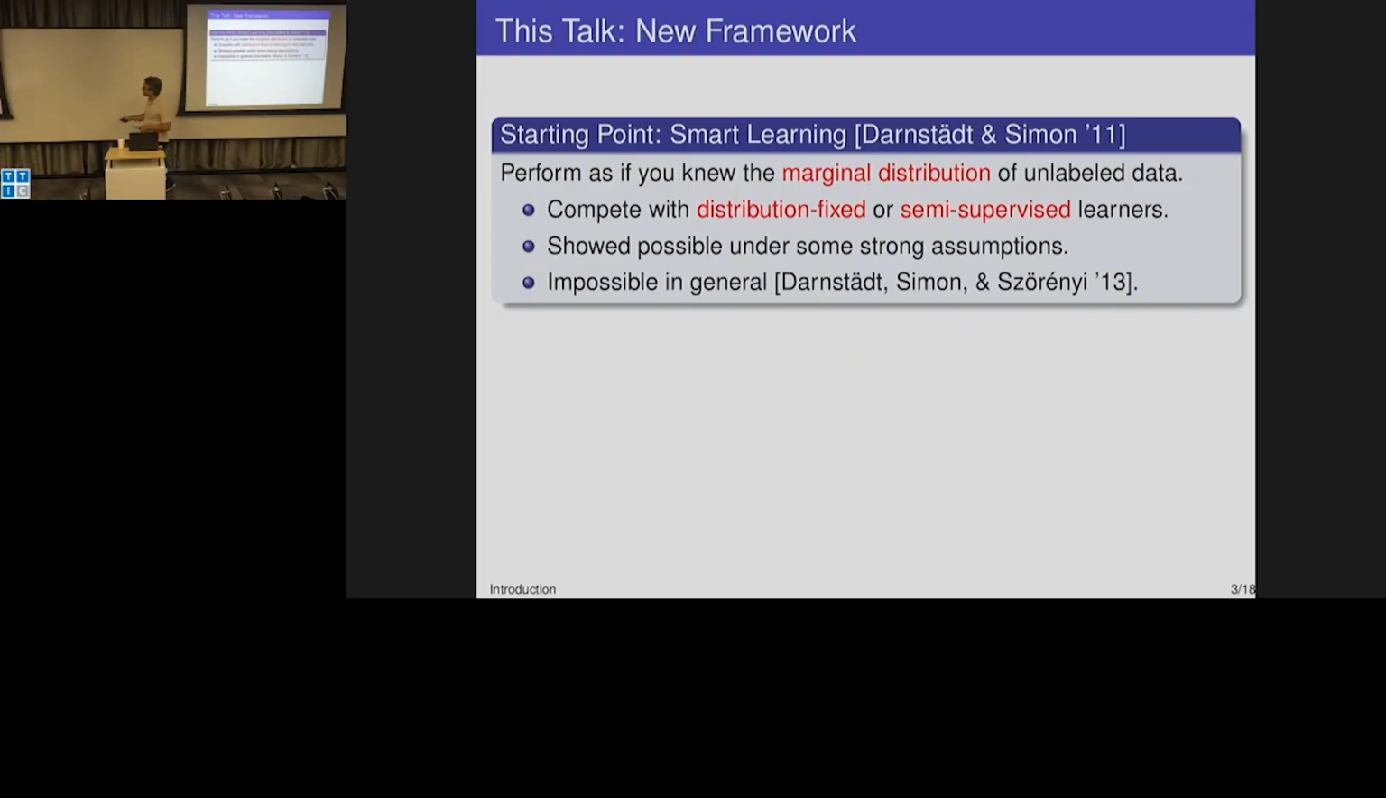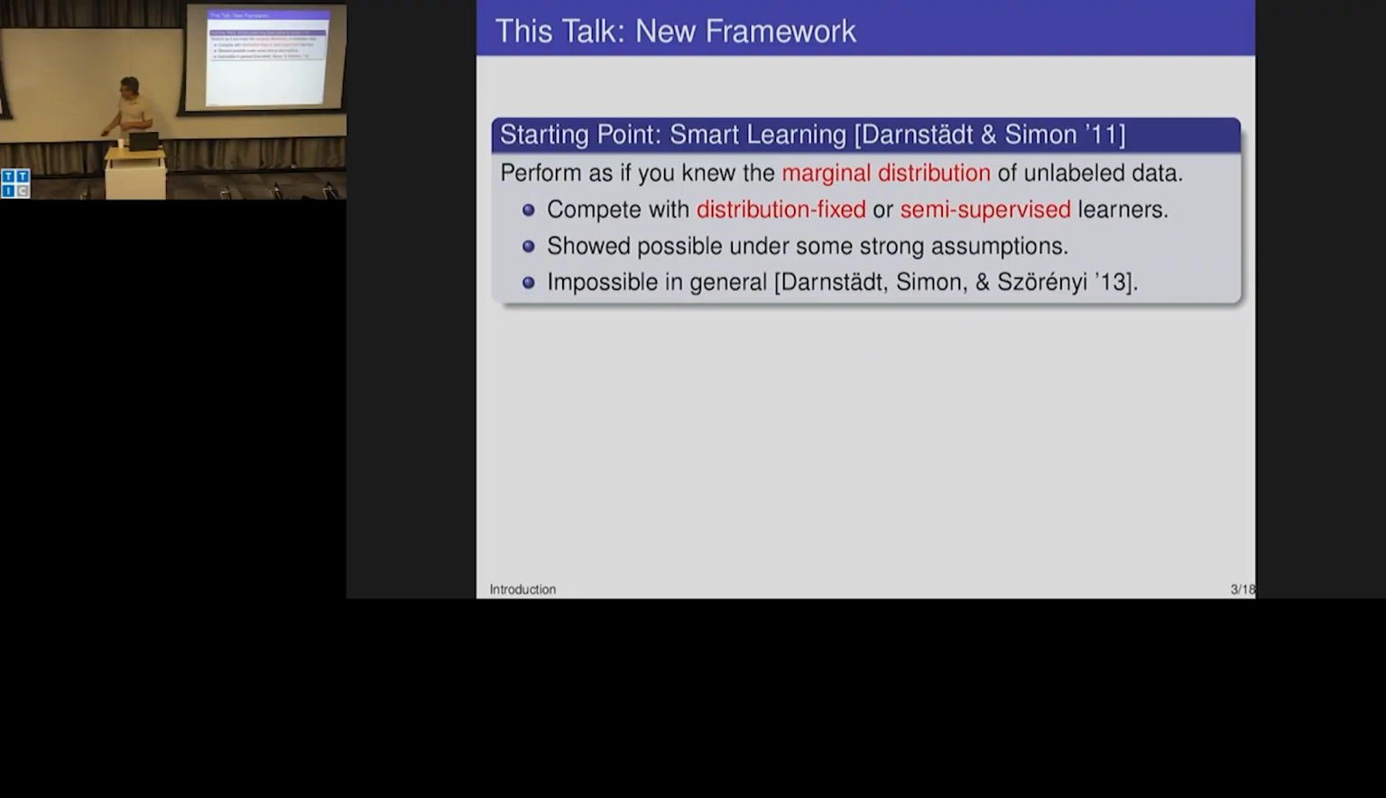Darmstadt and Simon showed that smart learning is possible under some assumptions. I'd argue some strong assumptions. This is a beautiful result where they used the minimax theorem to prove that under the assumption that you have a prior on the marginals, you can do well for most of them. I don't have time to get into this result in detail, so this is about as much as I'm going to tell you about it. Of more concern to me is a follow-up work by Darmstadt, Simon, and Zarengi, where they show that smart learning is impossible in general. There are no smart learners without strong assumptions. Any questions?